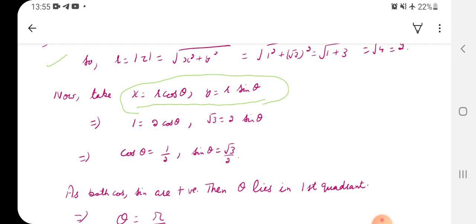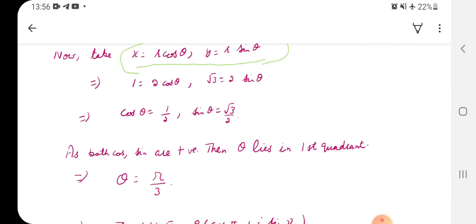And similarly, cos 30 degree is actually what? Cos 30 degree is not 1 by 2, cos 30 is root 3 by 2. We have to get 1 by 2. So 1 by 2, you can see it is actually at 60 degree only. So theta is 60 degree, satisfying both the conditions. That means our theta is 60 degree, that is pi by 3.